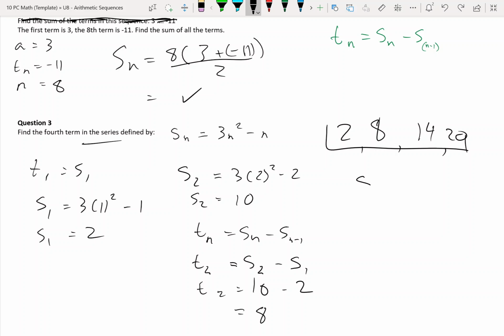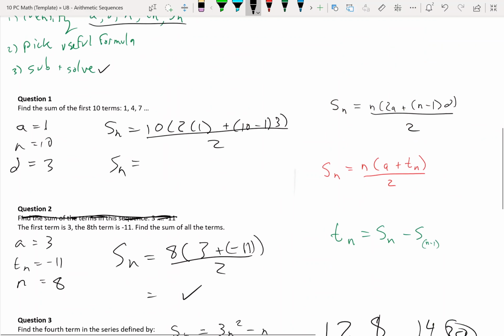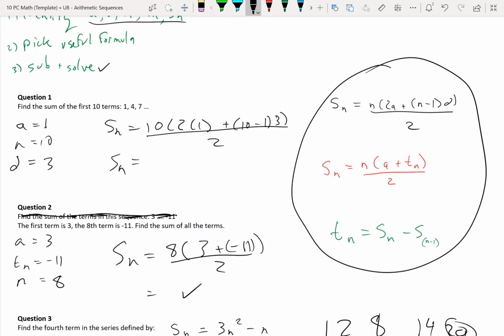But really, if you do the next thing, S at 3, and sub in 3, so you get 3 squared minus 3. If you do all the steps, it will give you the same answer. Okay? So, the fourth term was 20. That's all we have for today. Follow these three formulas. It's very similar.